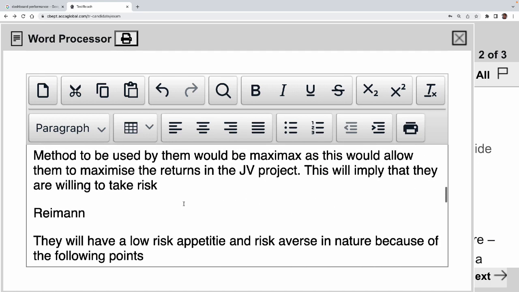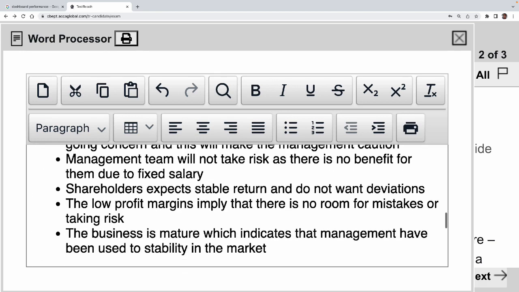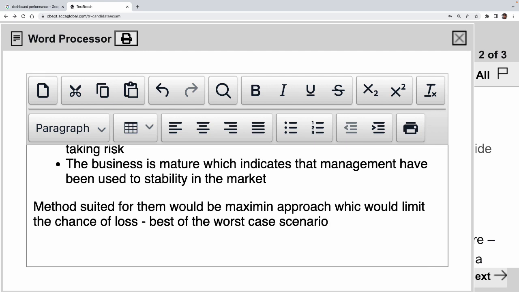Remember, Maximax is just the best of the best case scenario, right? Got it? Best of the best case scenario, worst of the worst case, worst of the best of the worst case scenario. Got it?